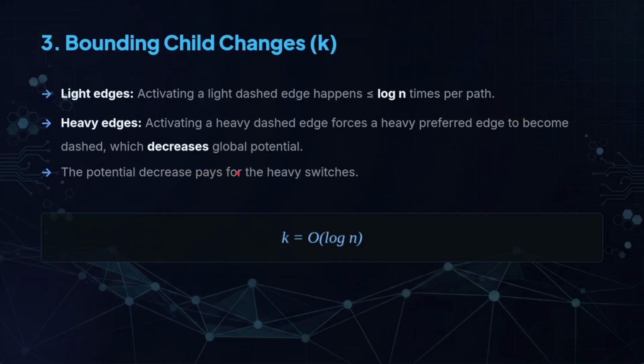Heavy dashed edges: activating a heavy dashed edge forces an existing heavy preferred edge to become dashed. This step strictly decreases the global potential, paying for the restructuring cost. Consequently, preferred path changes are tightly bounded by the light edge limit, proving that k equals big O of log N.